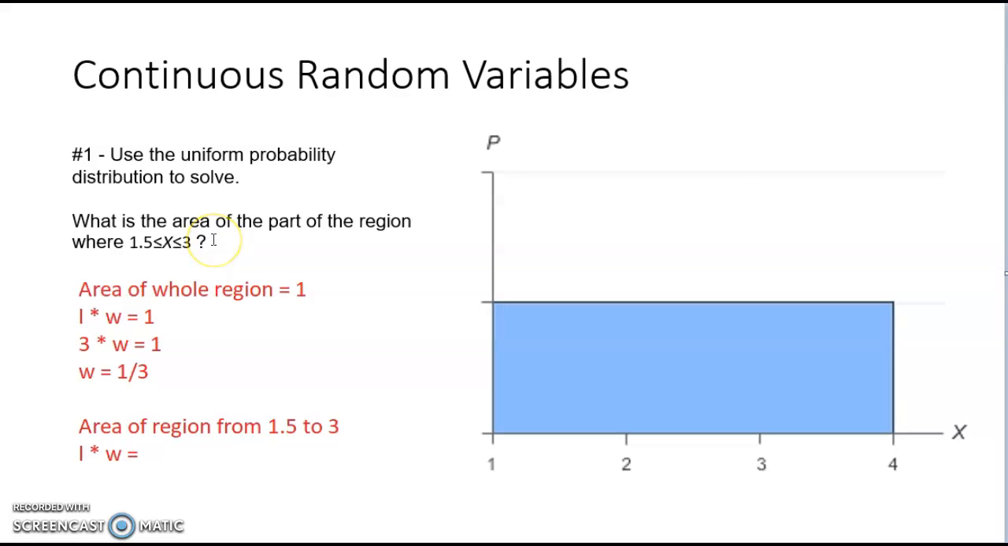And to find the area of a region, this is going to be a rectangular region, so we're going to find an area of a rectangle. What rectangle? Well, let's take a look. We want the area where x is between 1.5 and 3. So 1.5 is about right here. 3 is about right here. So we can go ahead and draw that rectangle from 1.5 to 3. Okay, so we want this region right here.